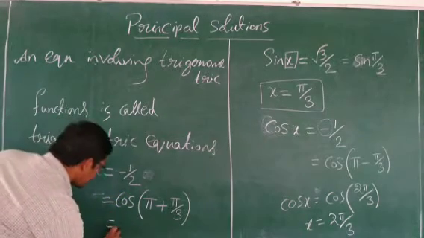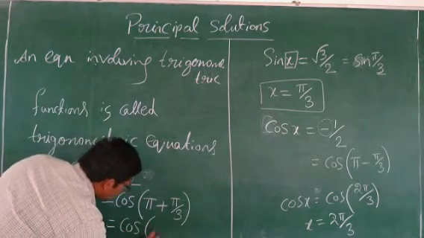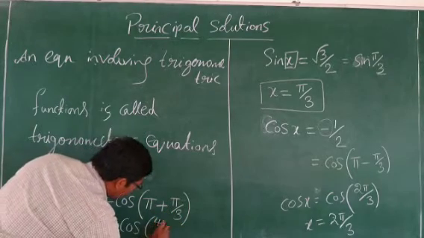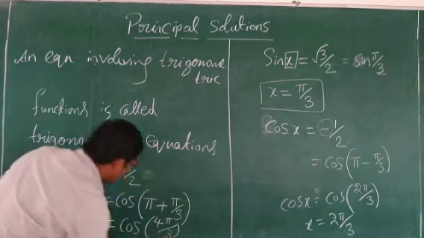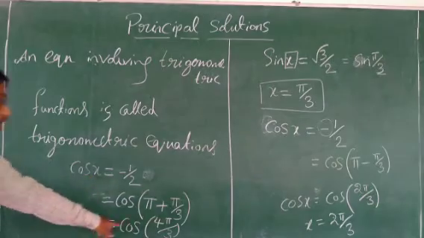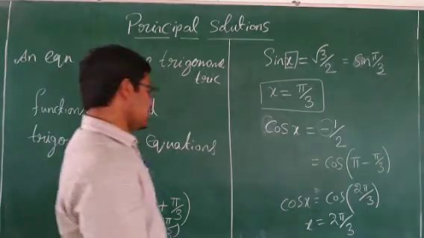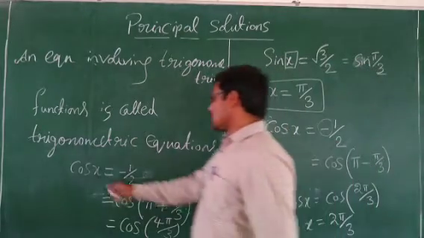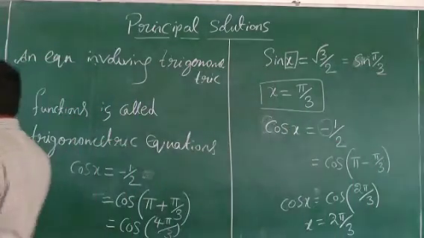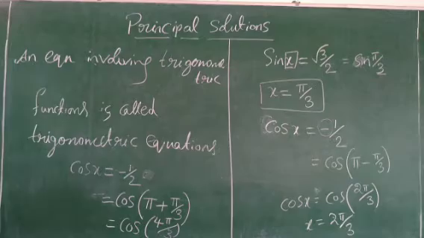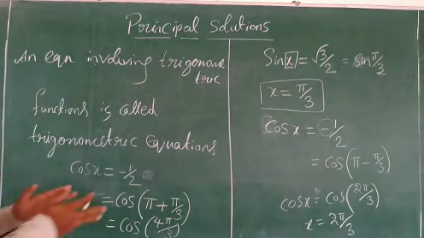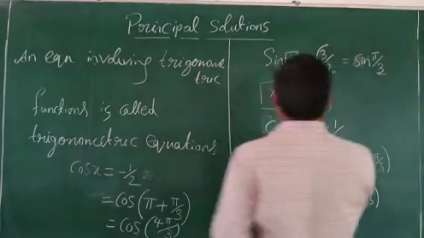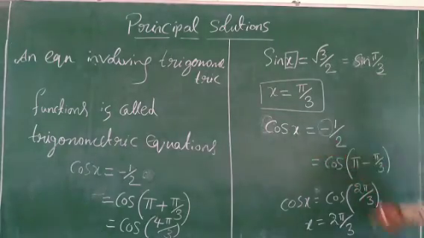Now this value is equal to cos of 3 pi plus pi, 4 pi by 3. Now from this we can see x is equal to 4 pi by 3. So we get x equal to 2 pi by 3 or x equal to 4 pi by 3. So this is how we find the solutions for the given equation.